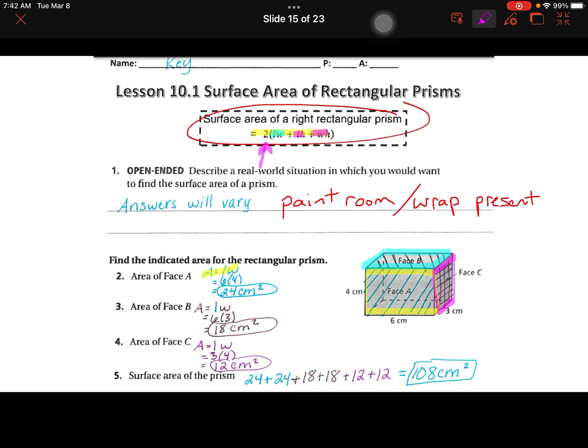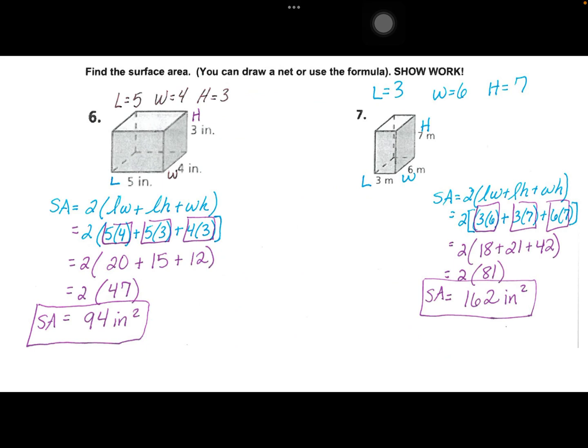So you can add all of those together. You could add all 3 of these together and then multiply by 2, and you'd get 108. Or you can do, as the answer key had, 24 plus 24, 18 plus 18, and 12 and 12. Now, as we look at the answers to the homework, you could have done the same thing to numbers 6 and 7. You could have found the area of the front face, and then that's the same as the back. You could do the area of the top and the bottom.